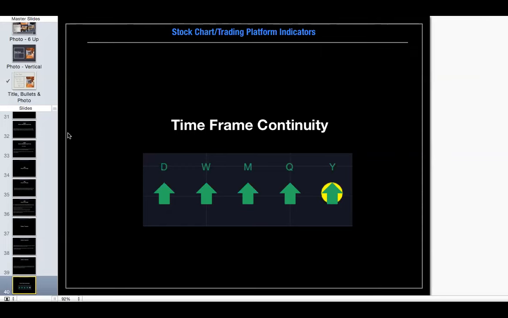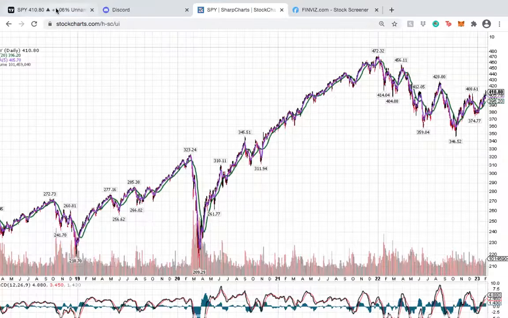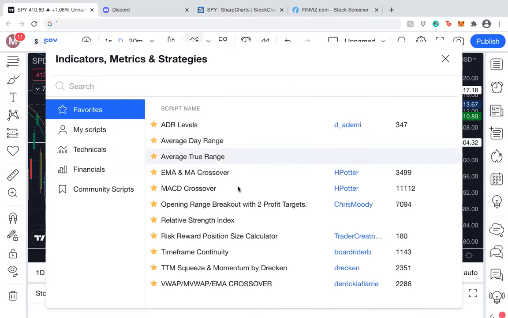So with this coming over to TradingView and putting that on the chart, I just use this here, the time frame continuity, the Board Rider B.